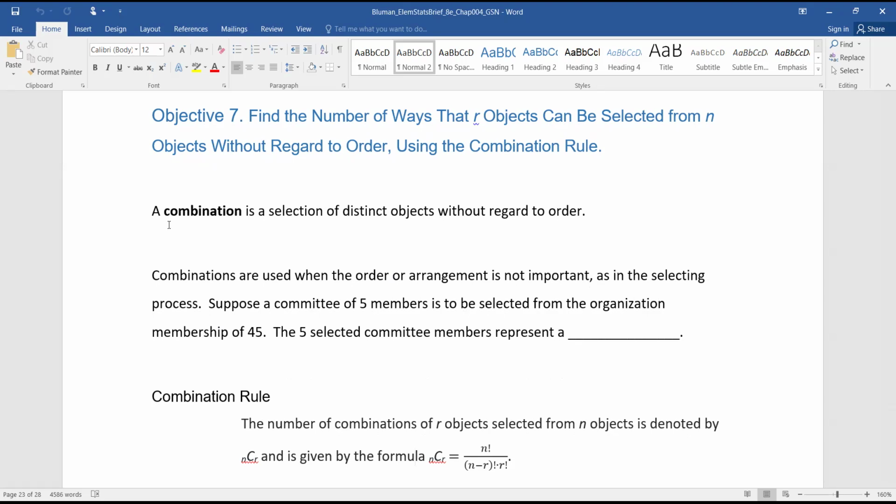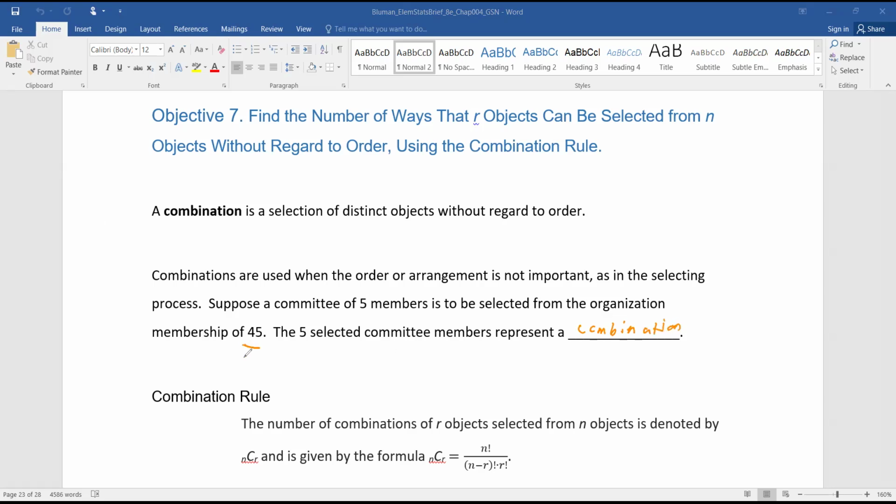So combinations are used when the order of arrangement is not important, as in the selecting process. Suppose a committee of five members is to be selected from an organization membership of 45. The five selected committee members represent a combination.